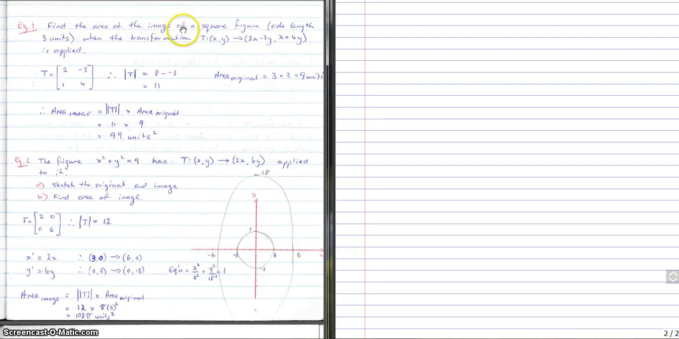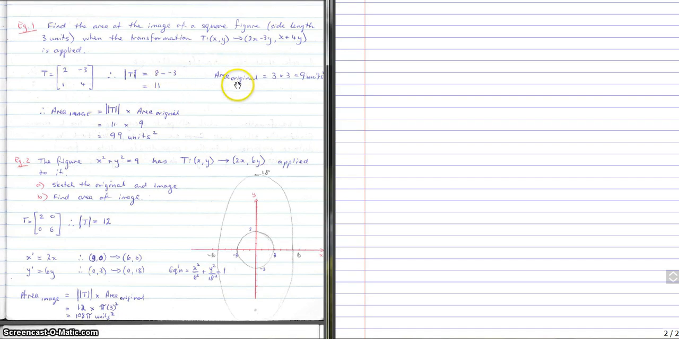Find the area of the image of a square figure, side length of 3 units, when the transformation T, given by 2x minus 3y, x plus 4y, is applied. So we're just going to rewrite this as a matrix, so it becomes 2, negative 3, 1, 4, straight from the coefficients. And from that we can write the determinant of T, which is 2 times 4 minus negative 3 times 1, so 8 plus 3 is 11. So that's our determinant. The absolute value of the determinant is going to be 11 as well.